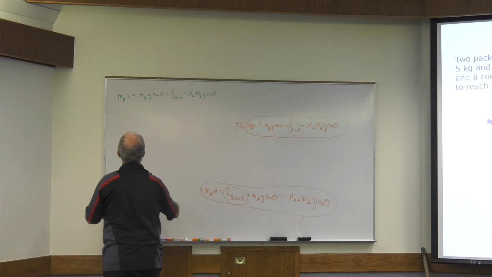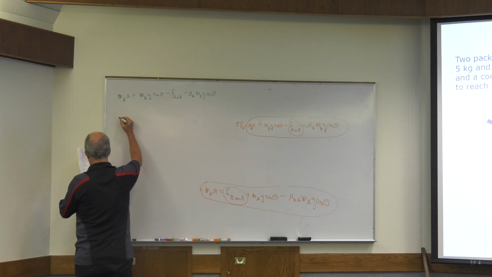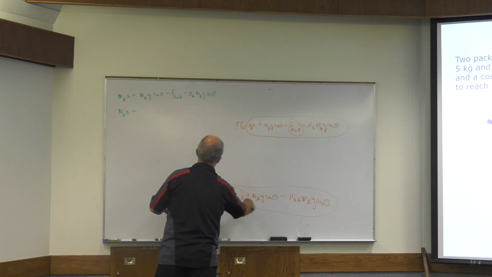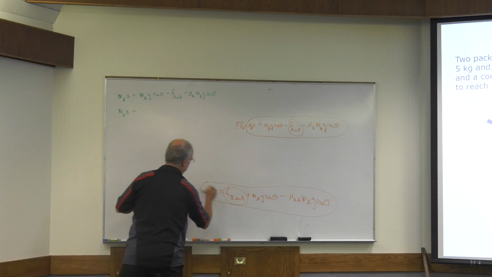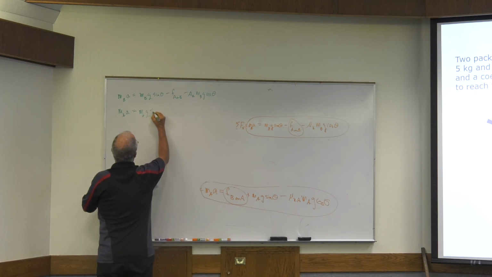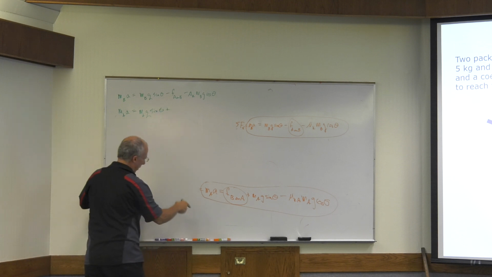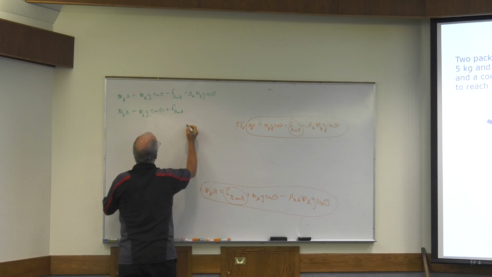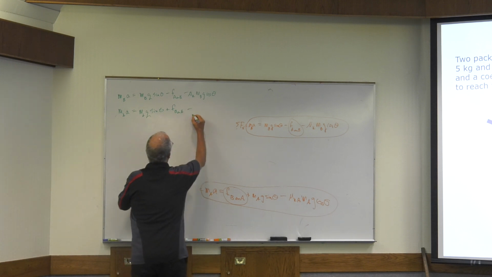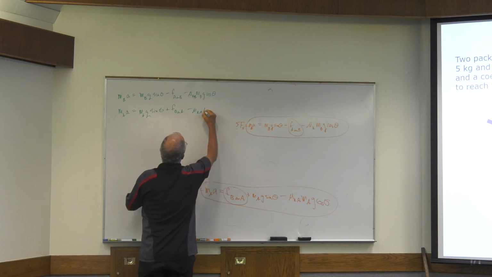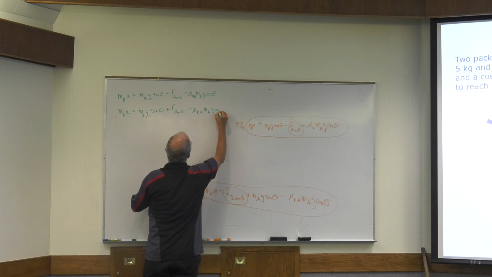Now I'm going to copy this one. MAA equals, I'm going to switch the direction. I'm going to put this first, though. You'll see why. Equals MAG sine theta plus FB on A minus mu KA MAG cos theta.